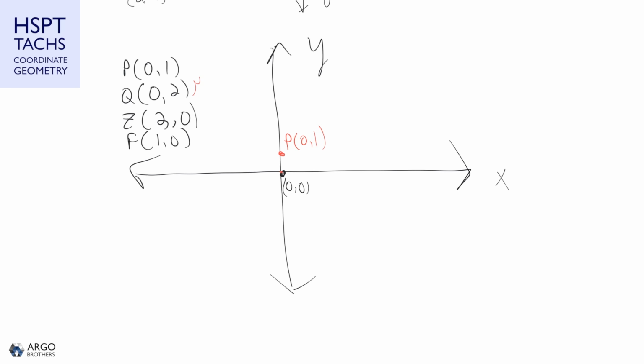Now let's find Q. 0, comma 2. Well, we're here at 0 and then we go up 2. So that would be around here. So Q would be 0, comma 2.